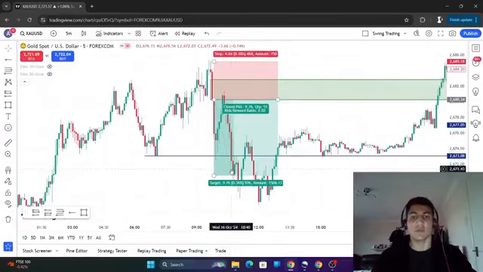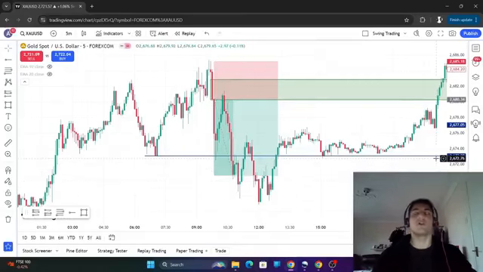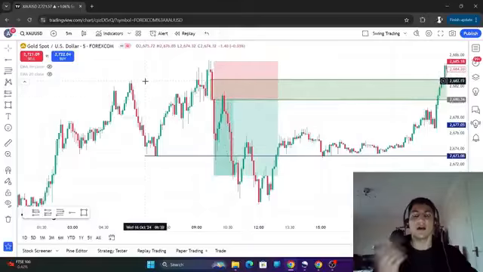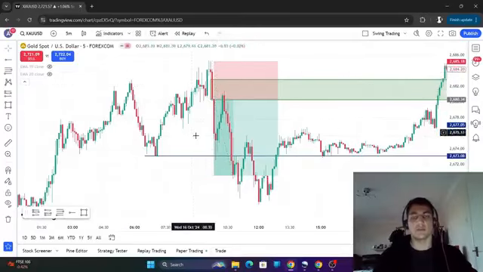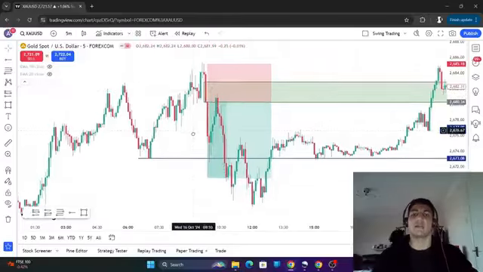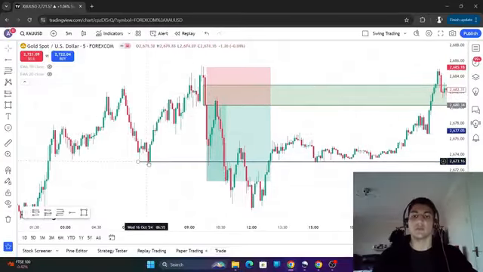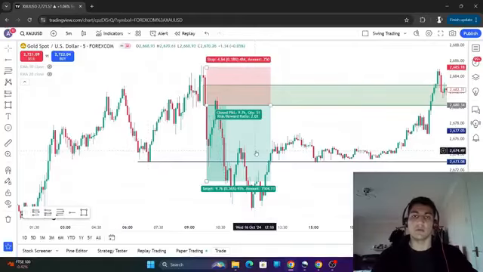Right, and this is literally the day before. Yeah, so the day before and then the day after. And these setups occur all the time. Like all the time. Wait for a sweep of London's high or low. Wait for a fair value gap in the opposite direction to form, and enter on that fair value gap, and then target the opposing liquidity pool, or a 2 to 1 risk to reward ratio.